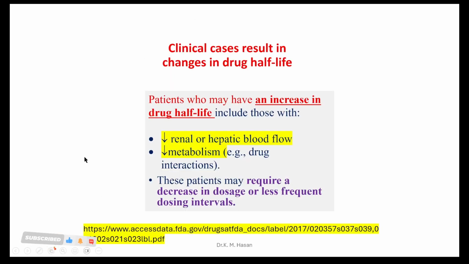What is the clinical application of the change in half-life here? Patients who may have an increase in half-life include those with decreased renal or hepatic flow, decreased metabolism, or increased risk of drug interaction. So the medication will remain in the blood for a long time if you have decreased renal function or hepatic blood flow, or decreased metabolism. These patients may require a decreased dosage or a less frequent dosing interval.